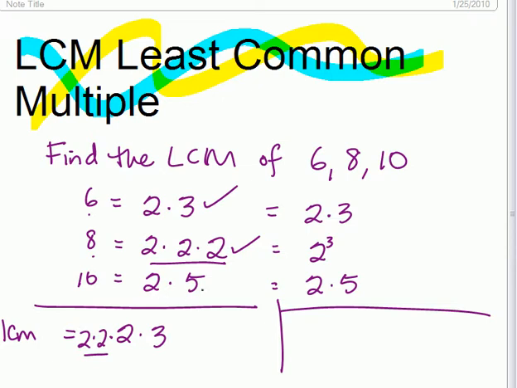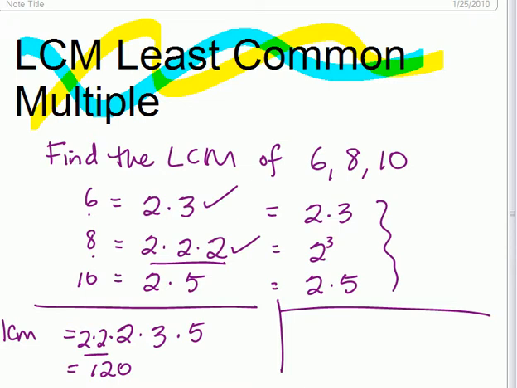Now, in order to see 10, we need to see a 2 and a 5. Well, we've got plenty of 2's there, but we don't have a 5, so we include that. And when you multiply all of that out, you would get 120.